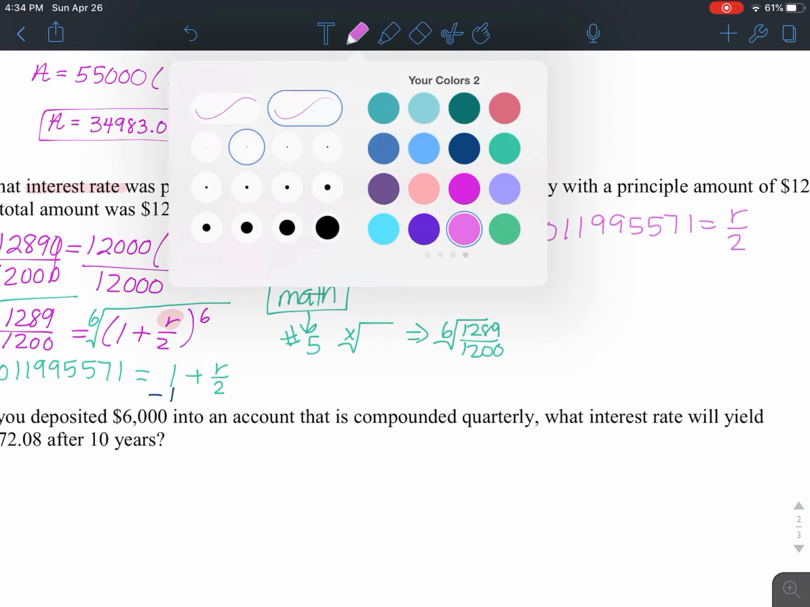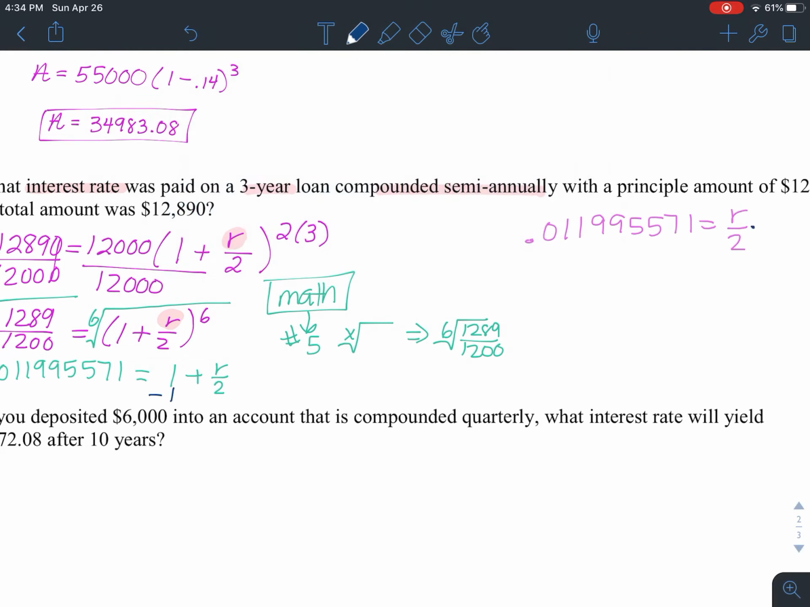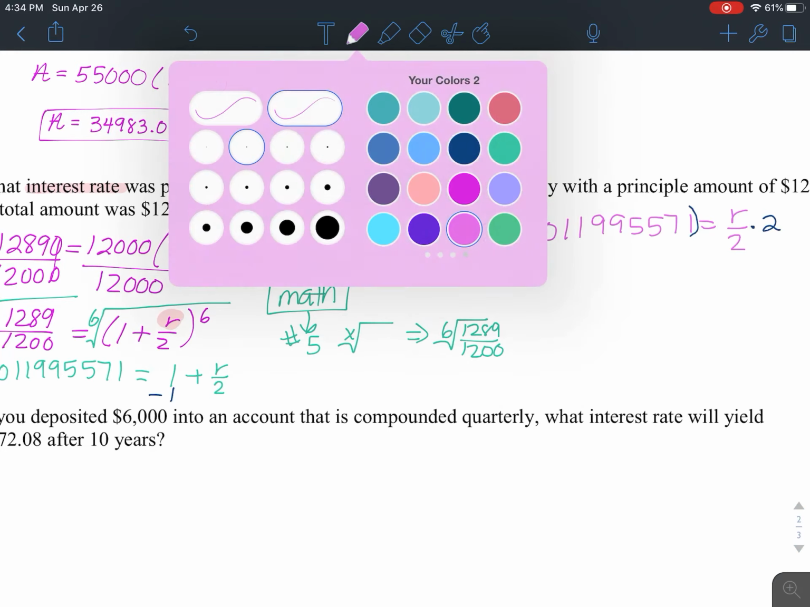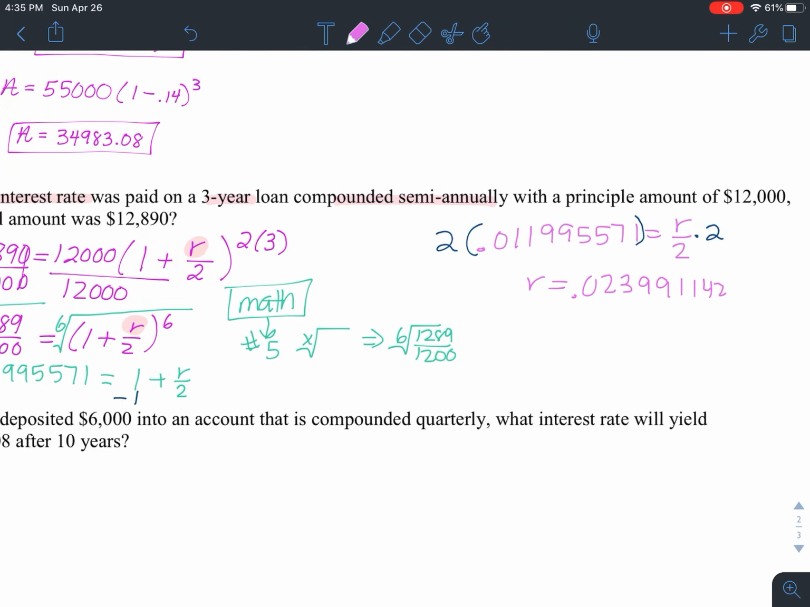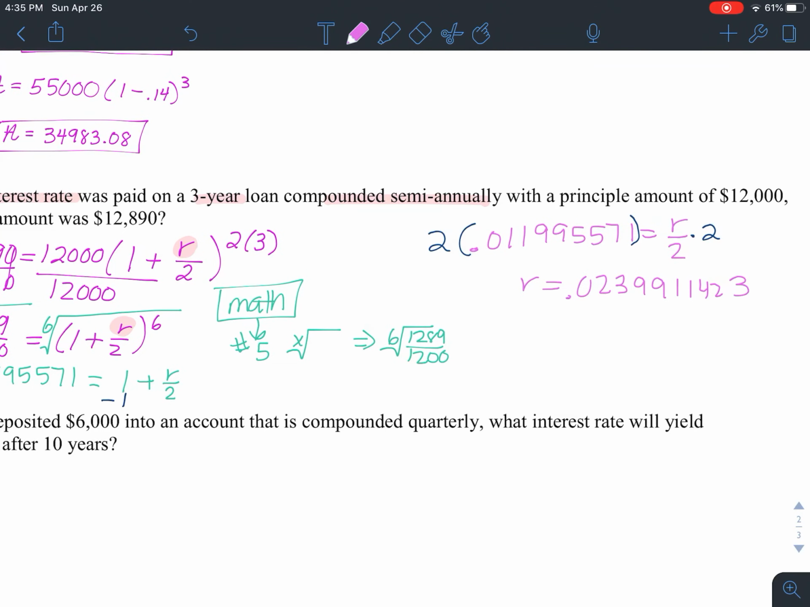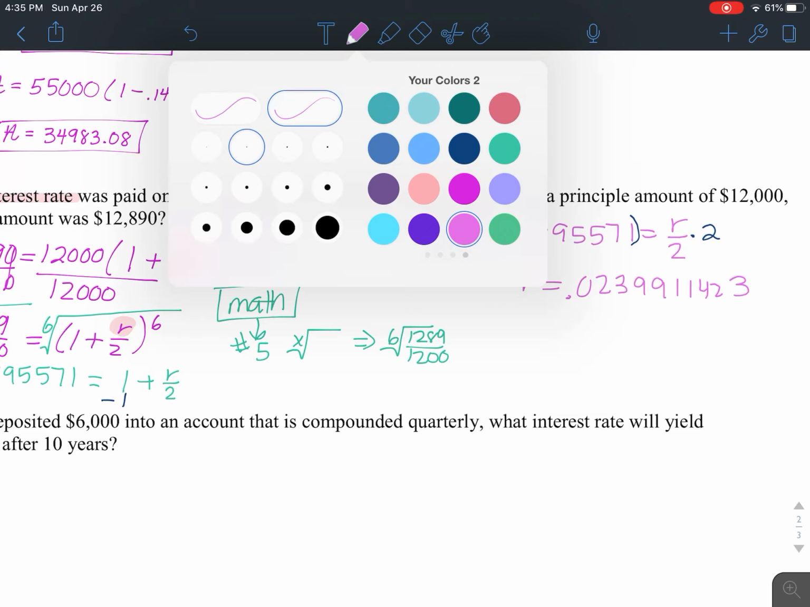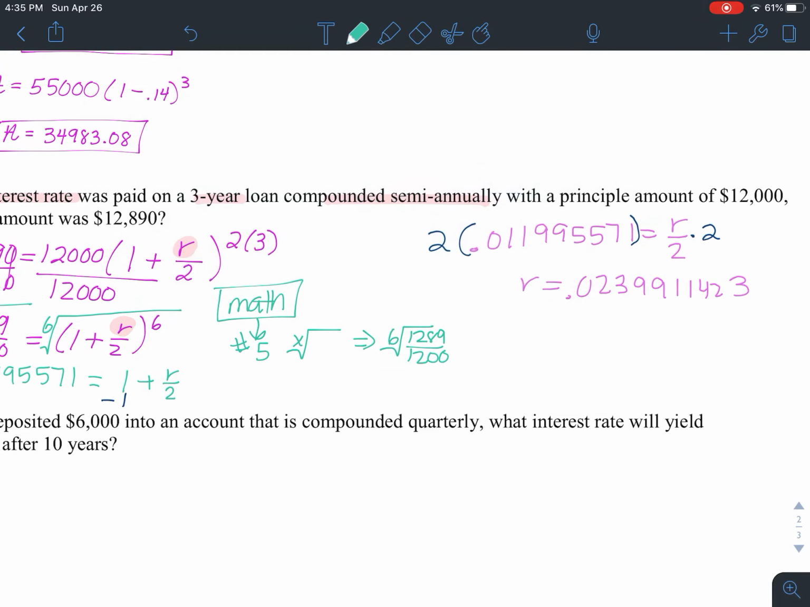Now we need to solve for R, so you need to multiply both sides by 2. So R should equal, times by 2, R should be 0.023991142. Of course, what did we say yesterday? You need to always multiply R by 100 to get the percentage, the interest rate.